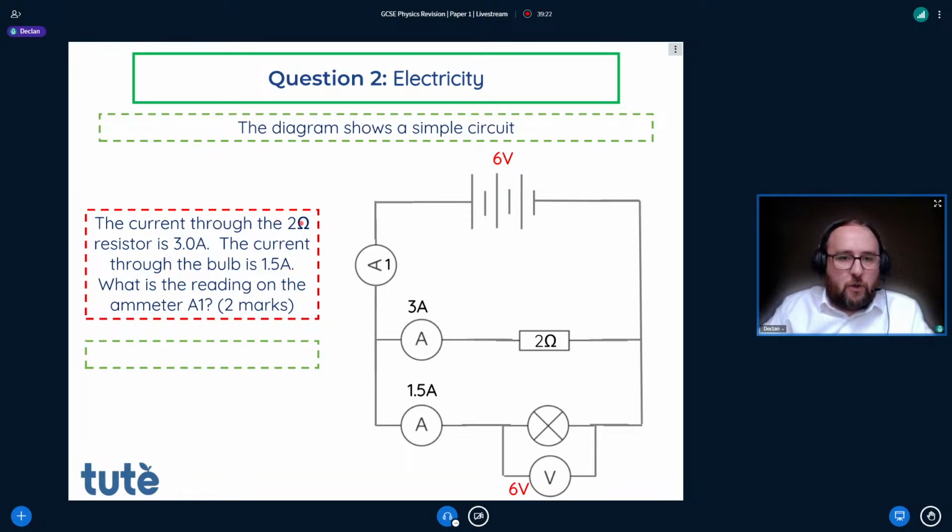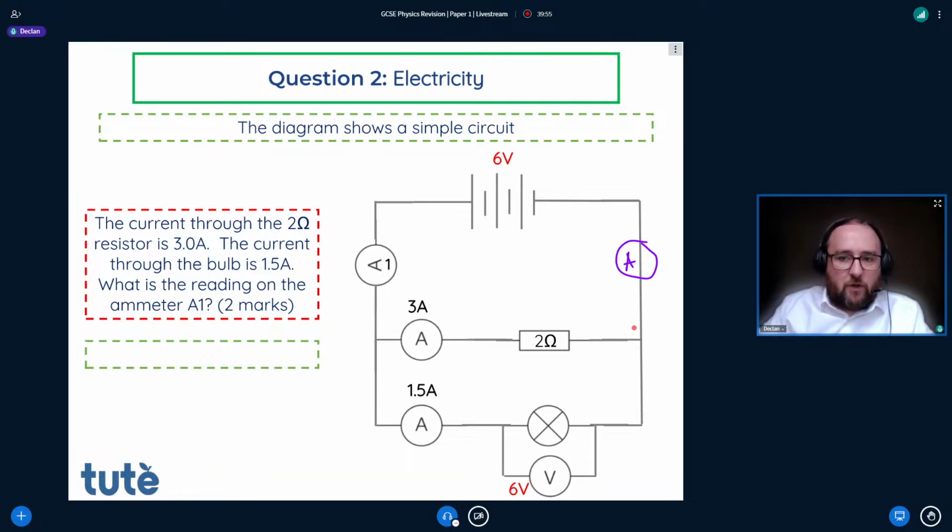The current through the 2 ohm resistor is 3 amps. We don't need to know its resistance right now because we're looking for current. We're looking for the current on this first ammeter here. And it's 2 marks, so we know we're going to have to do something to get these 2 marks. So we're going to have to do a little bit more than just picking a number off this circuit. What I like to do is add an ammeter in the exact opposite place as well, just to remind me that these should be the same. And that will be the total current for this circuit.